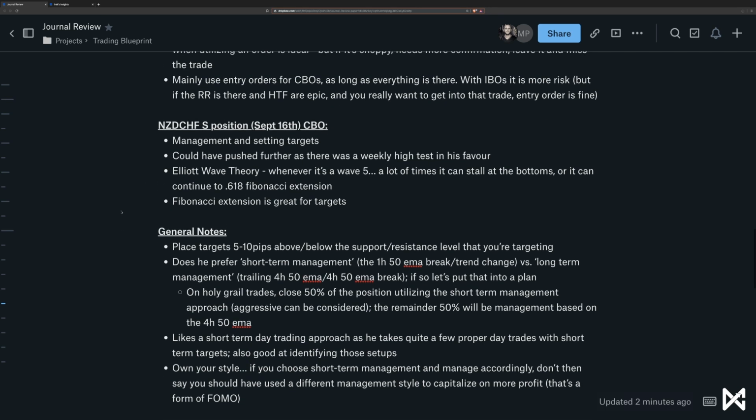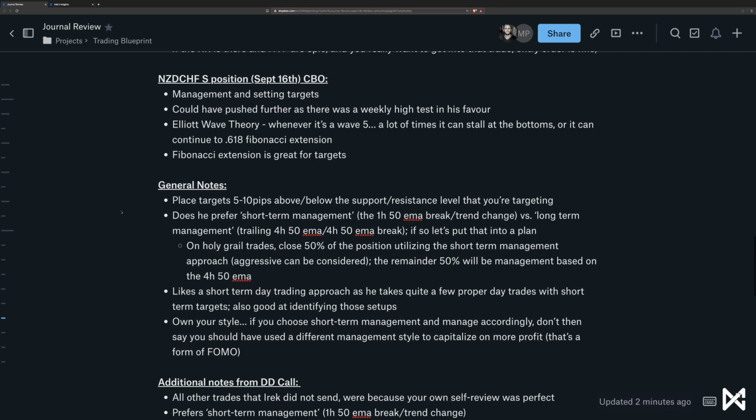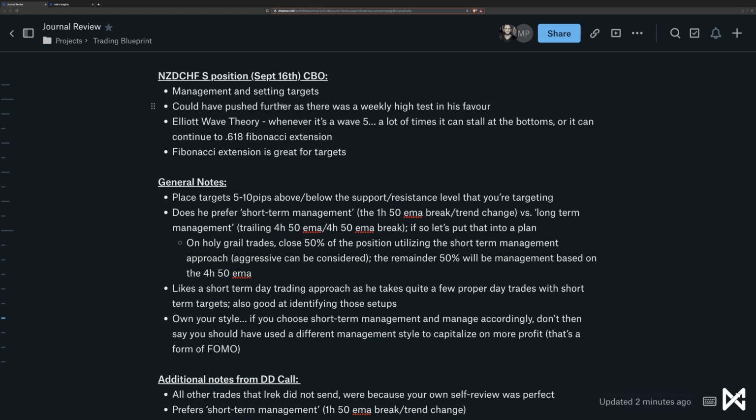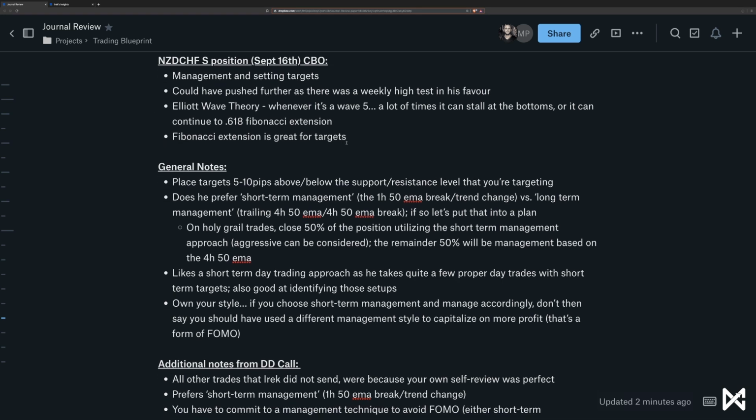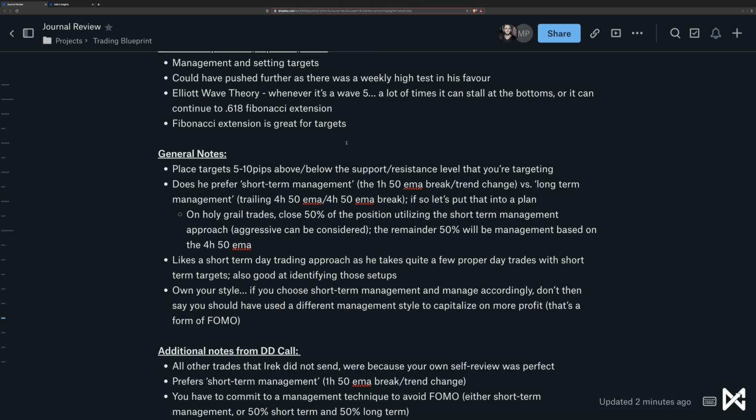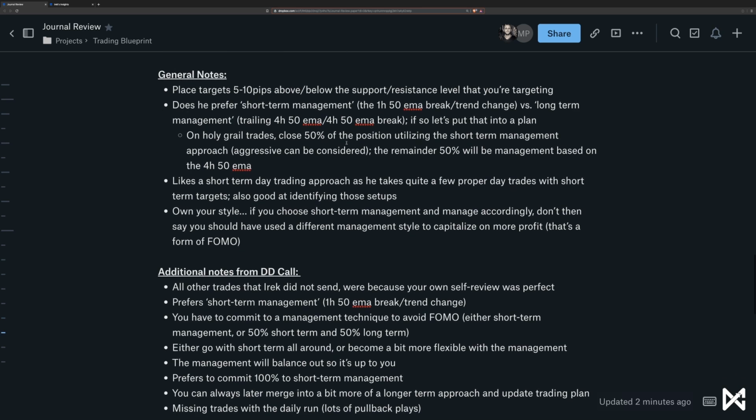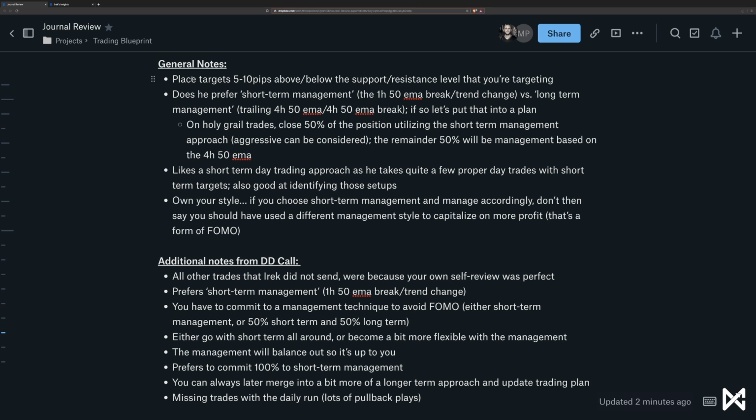There we go. So Kiwi Swiss, management and setting targets: could have pushed farther as there was a weekly high test in his favor. Elliott wave theory: whenever it's wave 5, a lot of times it can stall at the bottoms or it can continue to the 0.61 Fibonacci extension. So you see, these are just rough notes, right? And then you put them all together and you start to make little rules for yourself, little tips for yourself, or major lessons, right? Here's a little tip or a little rule.